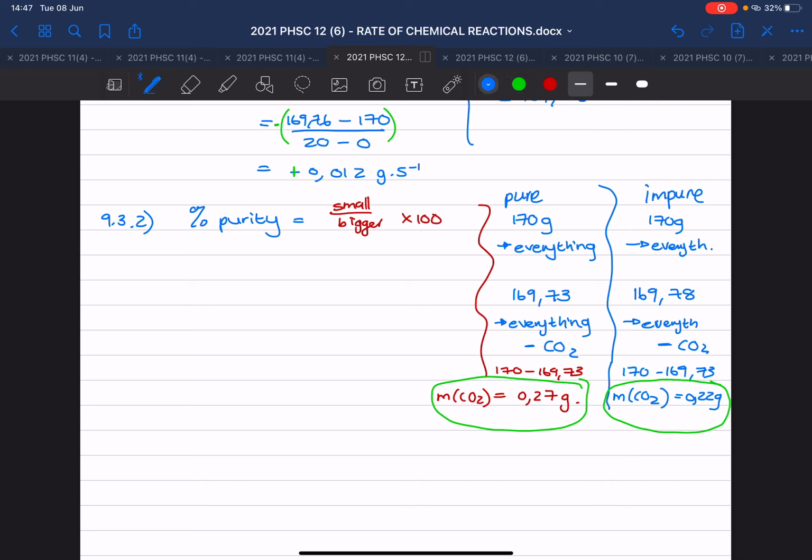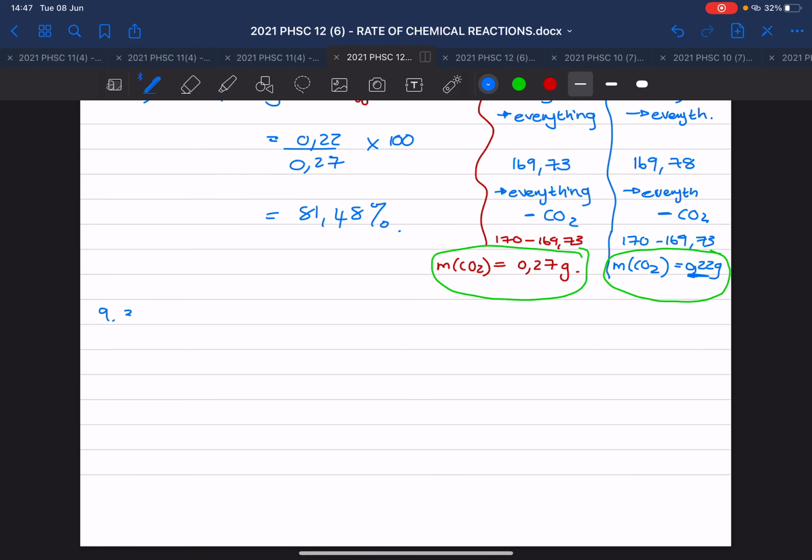Okay, so to calculate percentage purity, you must always say the smallest one over the biggest one. So you're going to say 0.22 over 0.27 times 100, and you get 81.48%. Okay, so that was quite a difficult one.